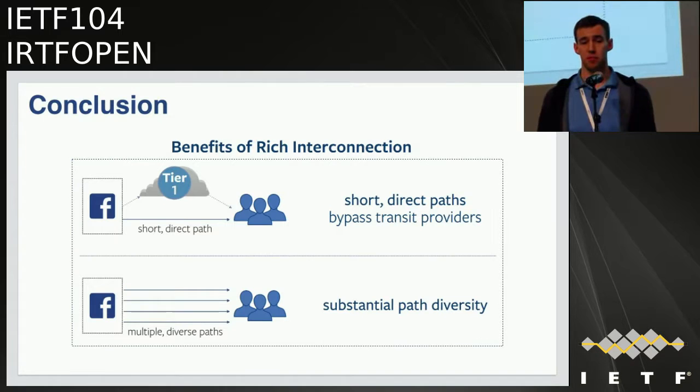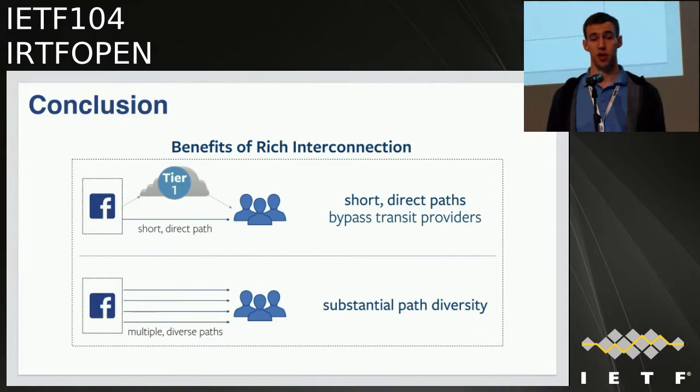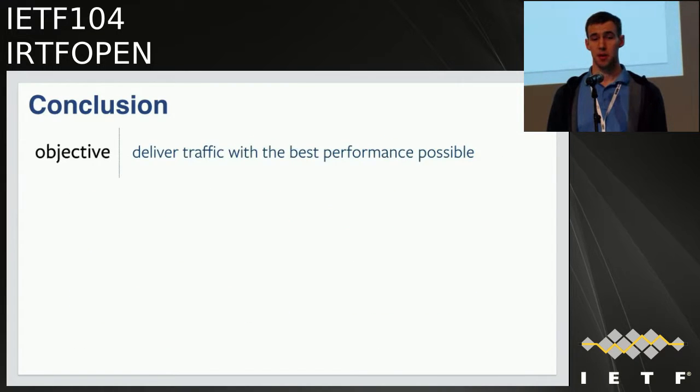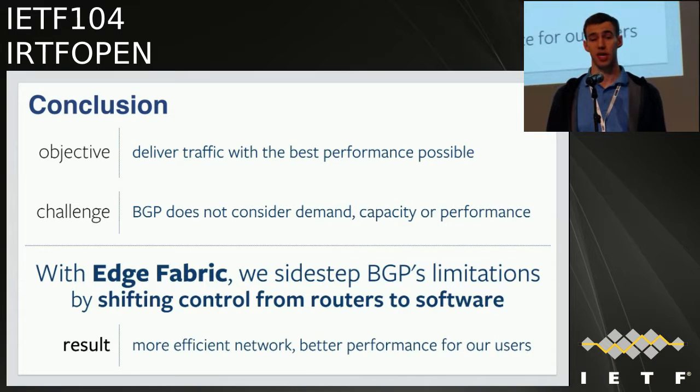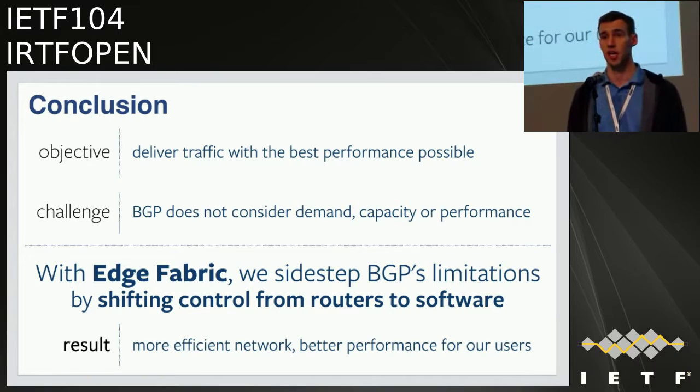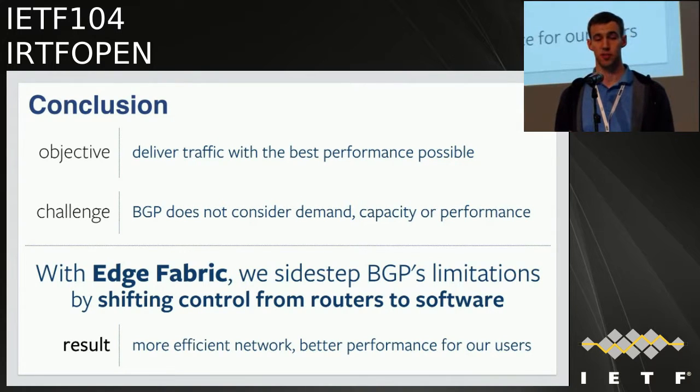So stepping back again, the rich interconnection that I described earlier offers content providers like Facebook a number of advantages, providing short, direct paths that can bypass transit providers and substantial path diversity. But in terms of meeting our goal of delivering traffic with the best performance possible, we're challenged by BGP's limitations because BGP doesn't consider demand, capacity, or performance. And as a result, we built Edge Fabric, which has allowed us to sidestep BGP's limitations by shifting control from routers at the edge of our network to software. And the result has been a more efficient network and better performance for our end users.